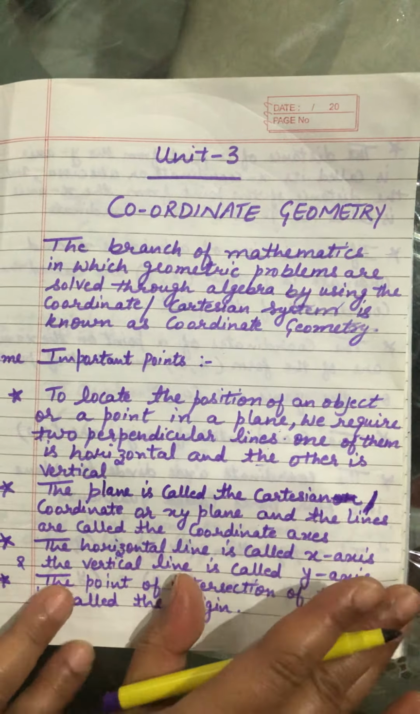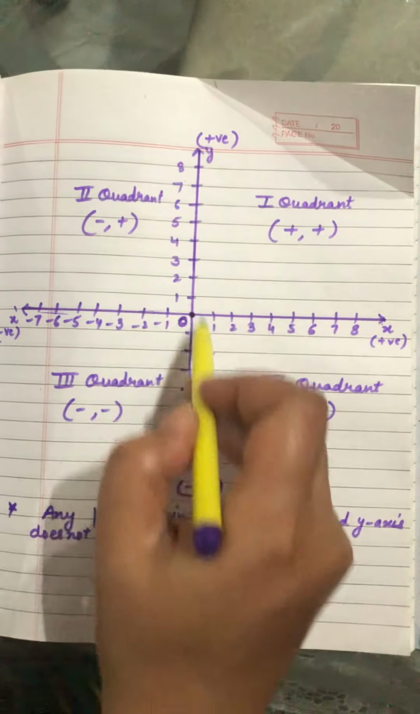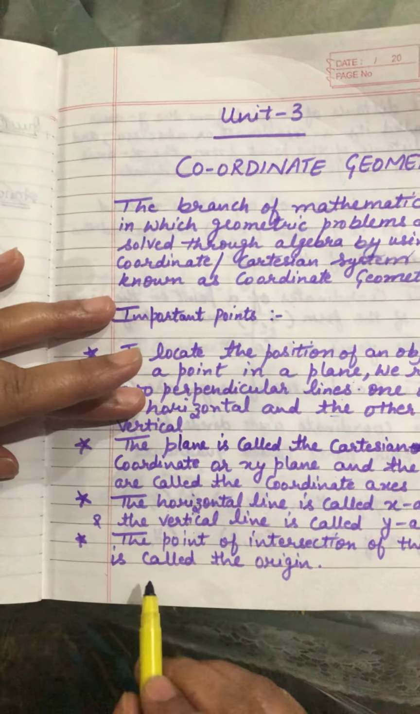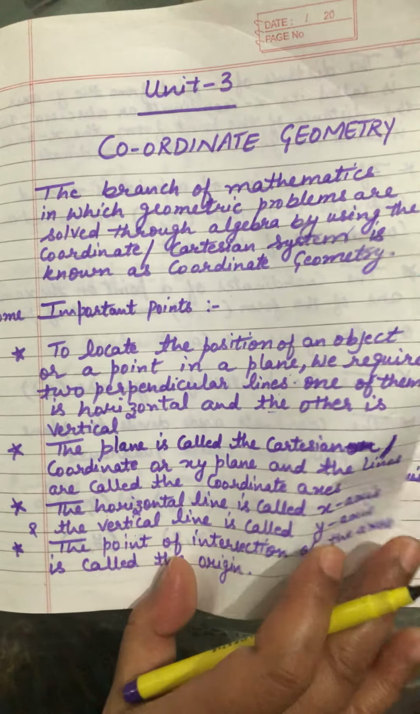So I have told you, when both this horizontal and vertical line meet at a point, that point of intersection is called origin. O is the origin where both horizontal and vertical lines will intersect. So I think these 4 points are clear to you.